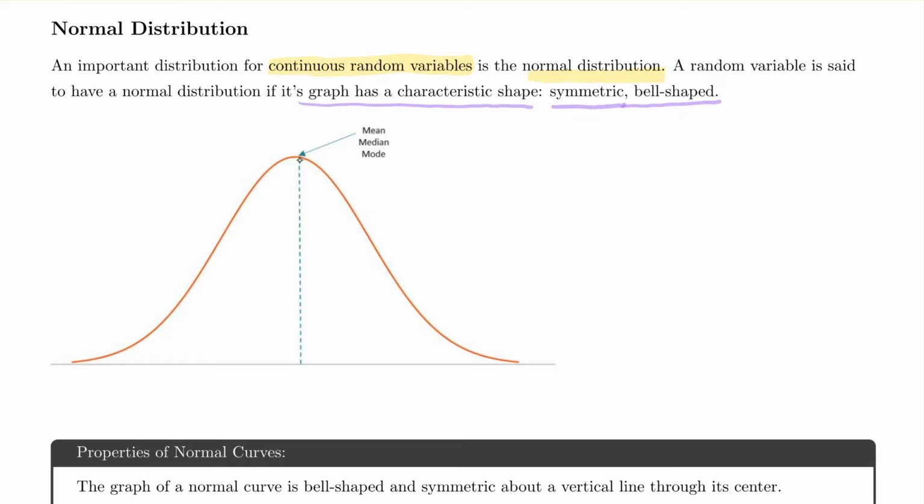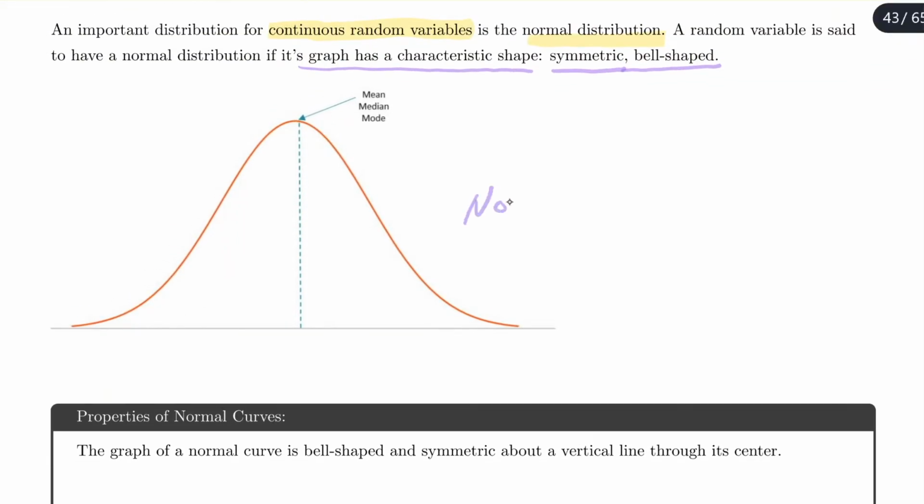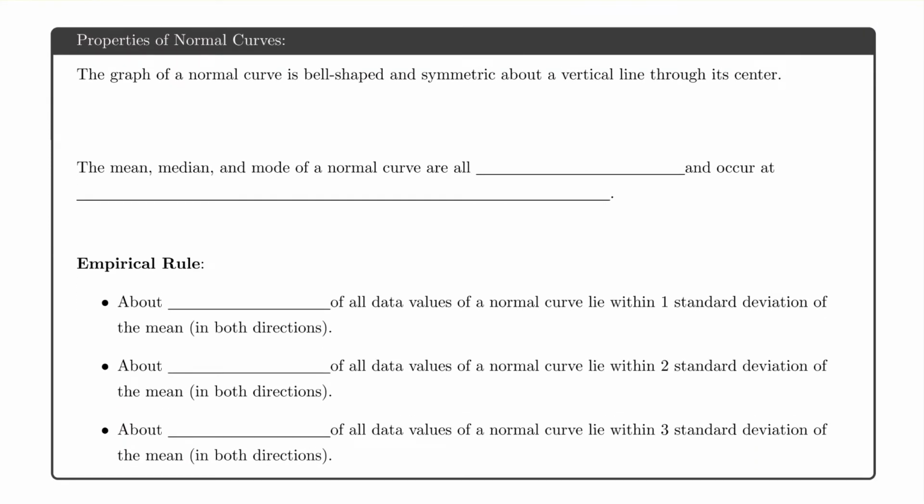In the middle, we have a peak, and that peak represents the mean, median, and mode. And this is called the normal curve. So let's look at some properties of the normal curve. The graph of a normal curve is bell-shaped and symmetric about the vertical line through its center. So the mean, median, and mode of a normal curve are all the same, and all occur at the center of the curve.